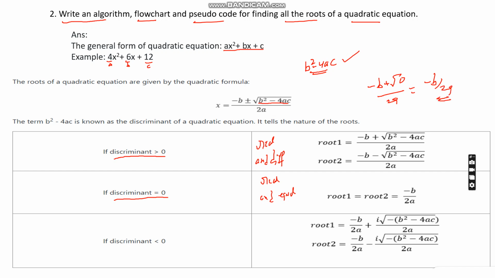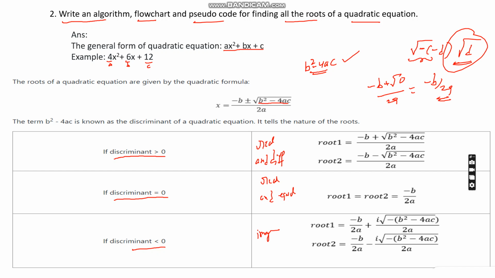Whenever the discriminant value is 0, the roots are real and equal. Both the roots are equal here. Root 1 equals root 2 equals minus b by 2a. Whenever the discriminant value is less than 0, the roots are imaginary. Here root 1 equals minus b by 2a plus i square root of minus of b square minus 4ac by 2a. Why? Because the square root doesn't allow any negative values here. Already the discriminant is a negative value; minus into minus becomes a positive value.